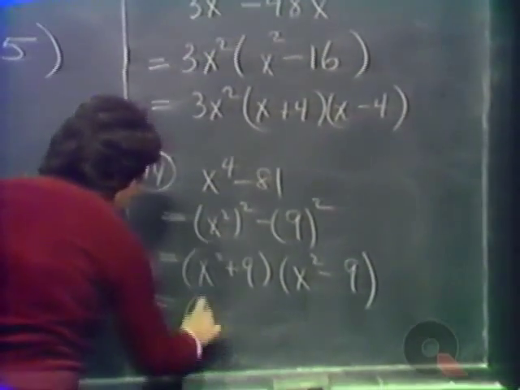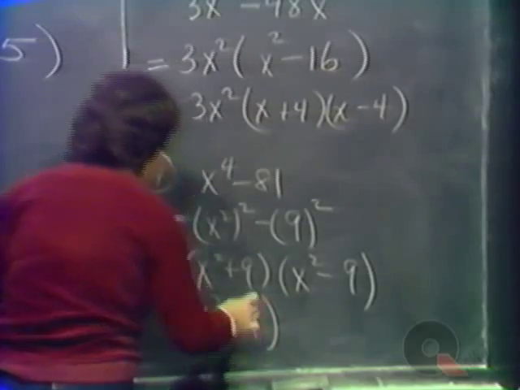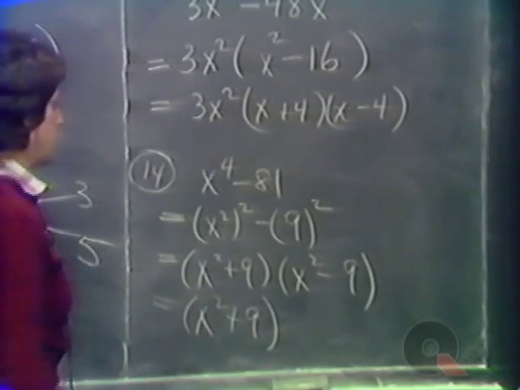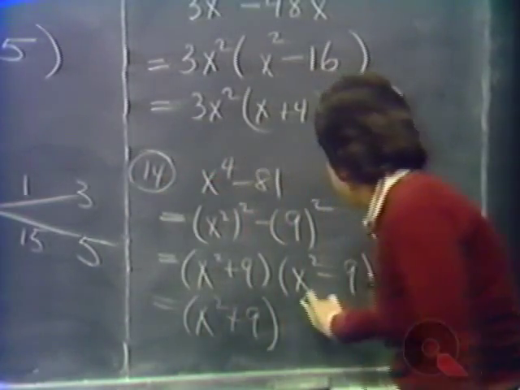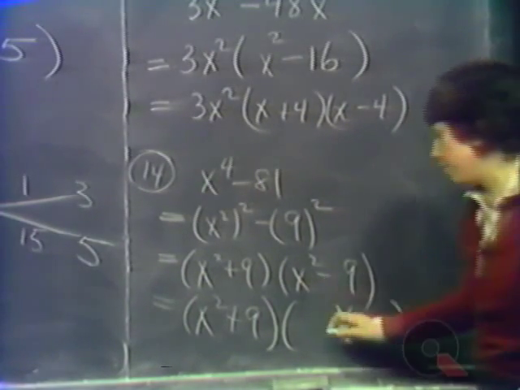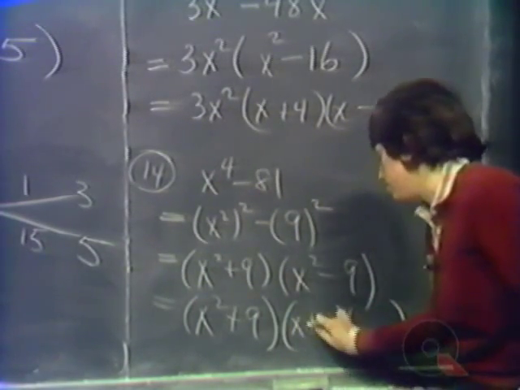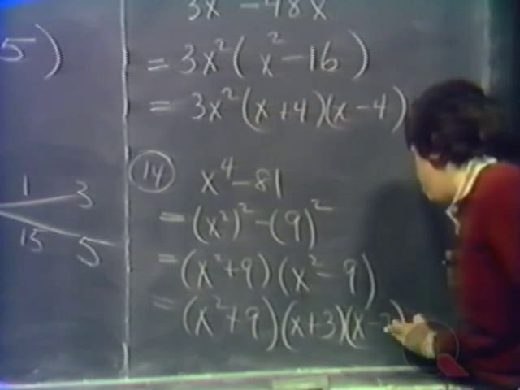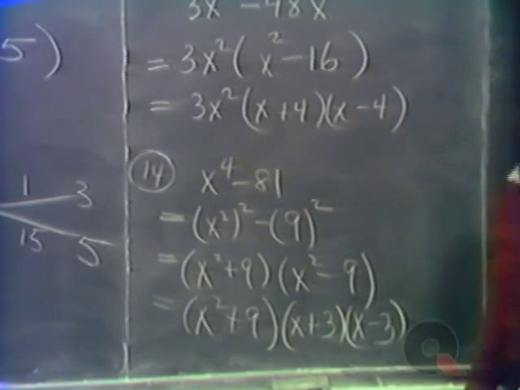Now, x squared plus 9 is as far as we can go, factoring over the real numbers, but we can do better on the x squared minus 9. It, too, is a difference of 2 squares. Therefore, it can be factored into x plus 3 times x minus 3. And that brings us to the end of this tape.